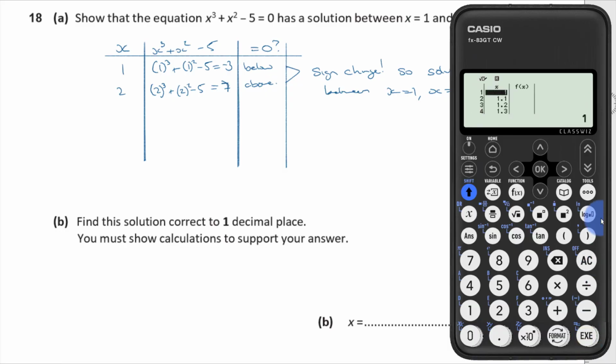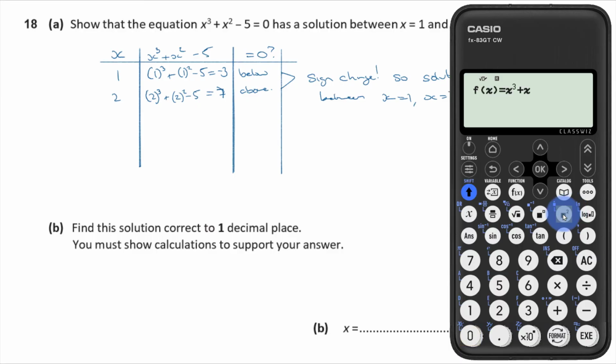Okay, and then coming back to option again a second time, we're now going to put the function in, which is we're going to define f of x as being x cubed plus x squared minus 5. Now once you've typed all that in, you should find that you get the table. Now part B says find the solution correct to one decimal place. You must show your calculations support your answer. Now scanning through the table of values, you can see from 1 up to 1.4 all the values are negative. And then at 1.5 up to 2, they're all positive. That means that the solution must lie somewhere between 1.4 and 1.5.